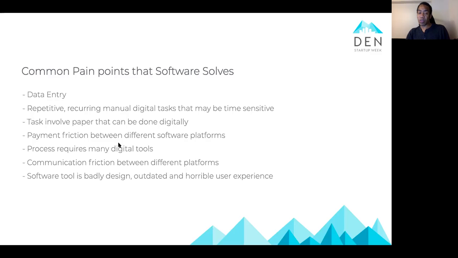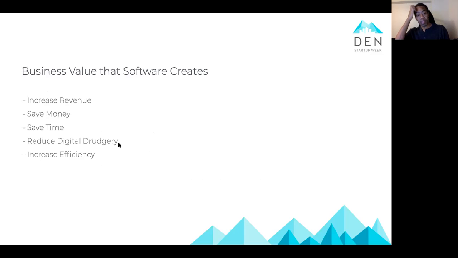There are many software tools out there that are badly designed, but people use them because there's no alternative. And so that's an opportunity there. The pain point is that they're very difficult to use and they're outdated. And so that's an opportunity for a new product to come about.